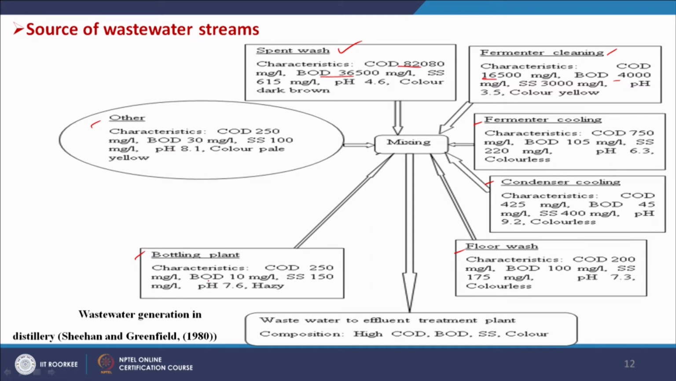And the bottling plant: in the fermentation process carbon dioxide is produced, and that carbon dioxide is purified and bottled, and that is called the bottling plant. In this case the wastewater generated has COD 250 mg/L, BOD 10, SS 150 and pH 7.6. So, this also does not require much treatment. So, spent wash and spent lees are the ones required for treatment. In a conventional process all these can be mixed and sent to the wastewater treatment plant or CPU.